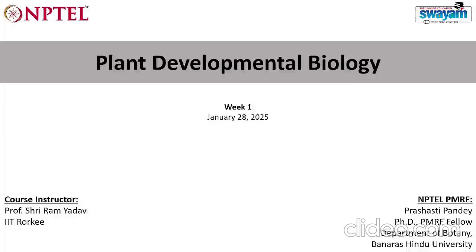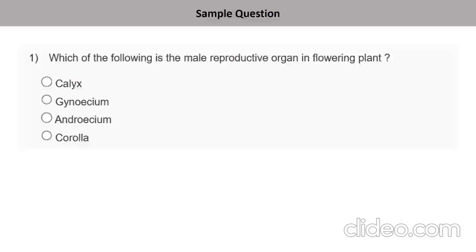So, in this course of plant developmental biology, I'm sure you must have got the syllabus, and the videos and everything have already been uploaded. So we'll directly start with the questions. One of the sample questions is: which of the following is the male reproductive organ in a flowering plant? The question is on your screen. You can answer me if you know the answer. If nobody answers, then I'll answer the question and we can go ahead with understanding the concept behind it. So which of the following is the male reproductive organ in a flowering plant?